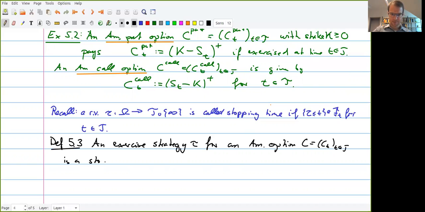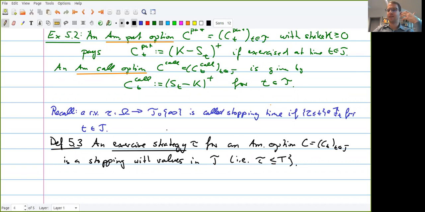Is a stopping time with values in t, so tau less or equal than t. What we want to do is say, okay, the right notion of an exercise strategy are stopping times, and the only feature we want to add here is that we assume that this stopping time takes always only finite values. And this is just to make our life mathematically easier, right?